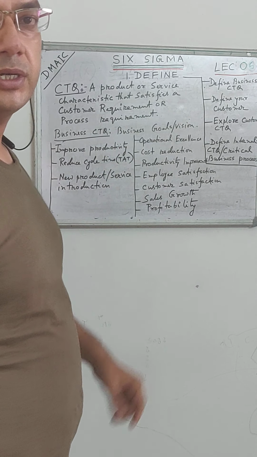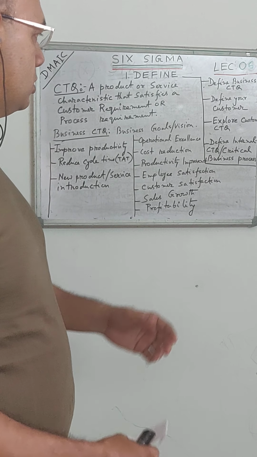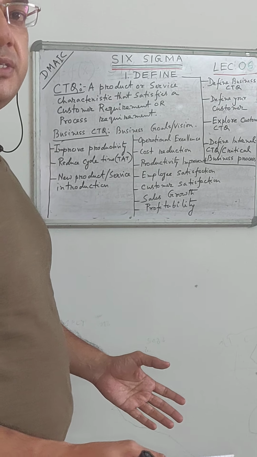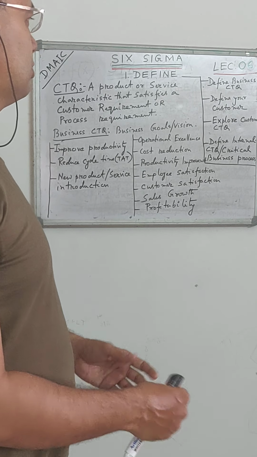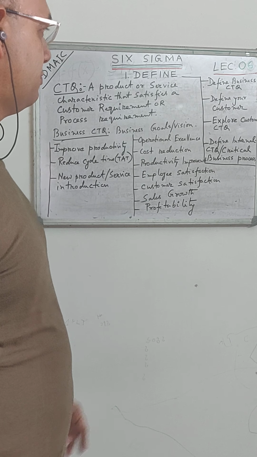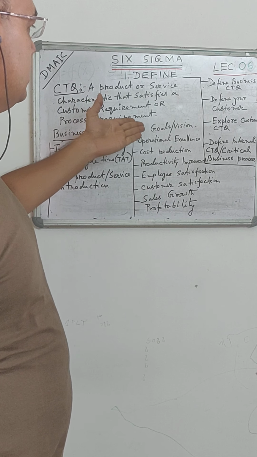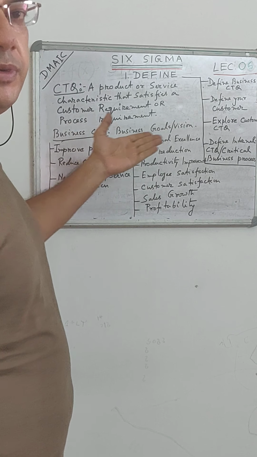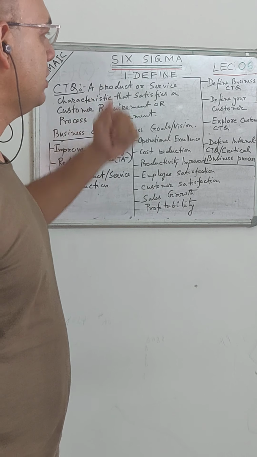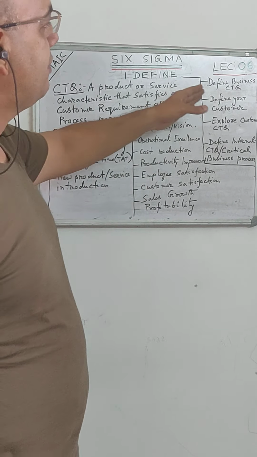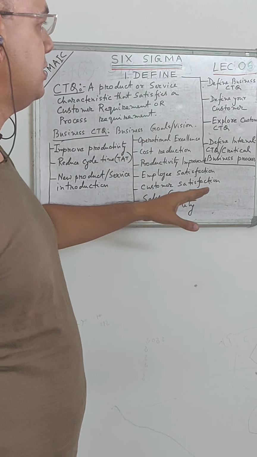So another one is customer CTQ. So customer may have different requirements. Apart from specification, they have different requirements like logistics, packing, and others. CTQ is a requirement of customer, which may be internal, external, or process requirement. So in define phase, what we will do? Define business CTQ. What is our business CTQ? We will list down all our CTQs.